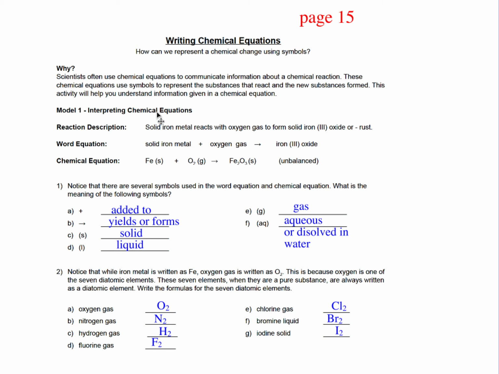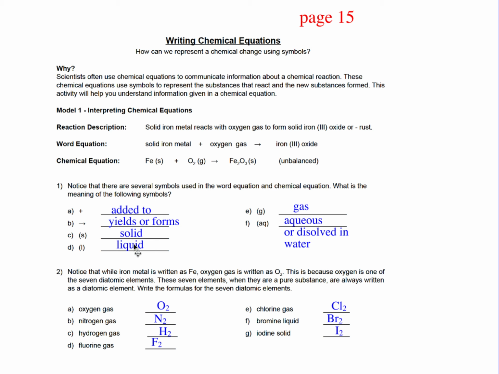What I've got is on page 15, I'm going to kind of cut to the chase. I had taken the time to float all these little answers in: the added to, the yields, forms. Remember, the arrow is the reaction. So if I have solid metal plus oxygen gas, yields or produces, forms, whatever, that little arrow right there indicates the reaction. So that's the yields or forms.